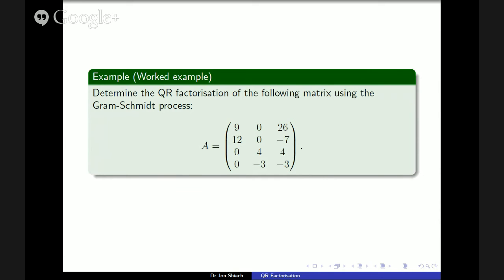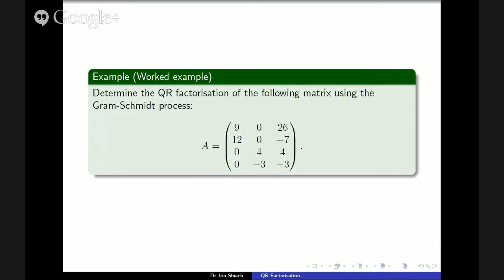R22 is the magnitude of U2. So we've got 16 plus 9, it's going to be 5. Okay, so the magnitude of U2 is 5. So therefore, your E2 is going to be 1/5 of 0, 0, 4 and minus 3.